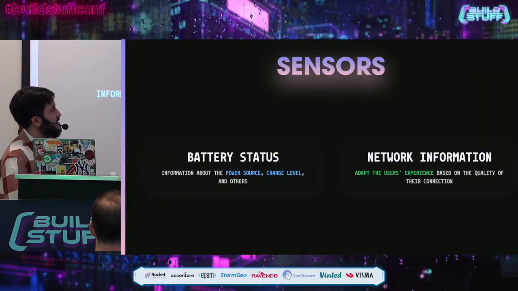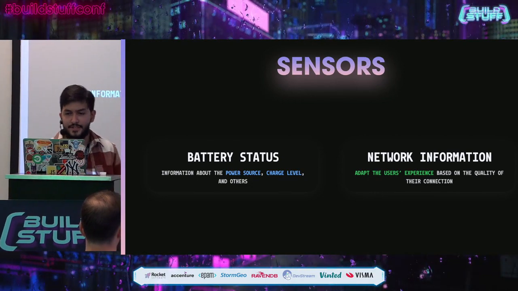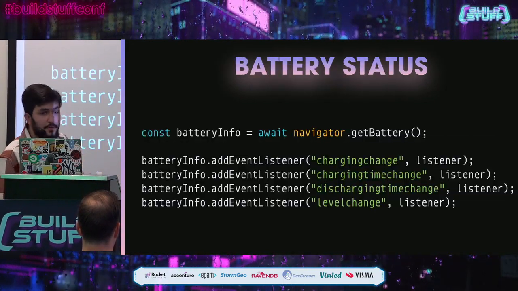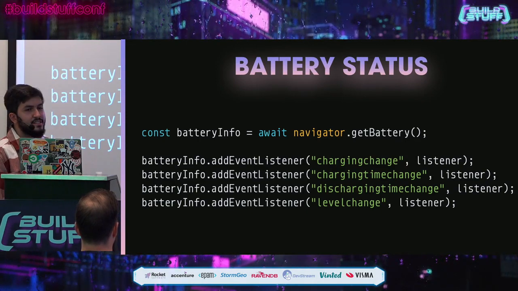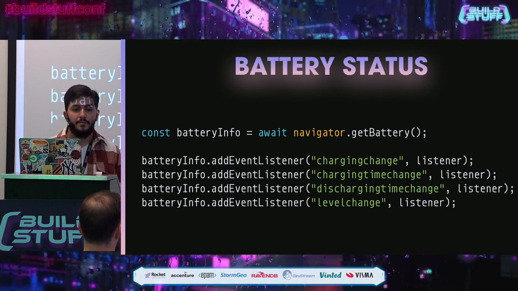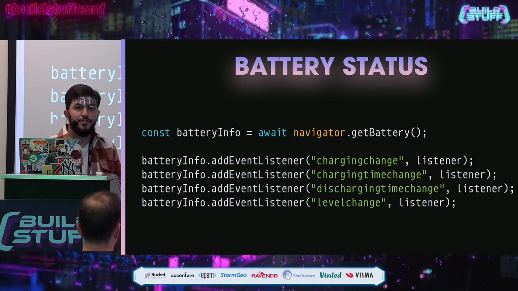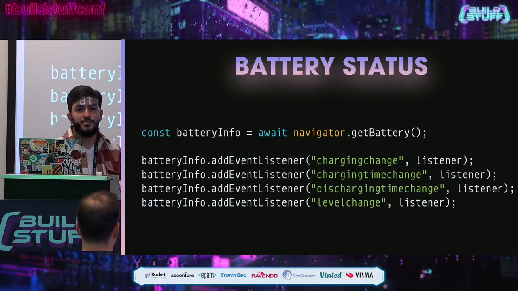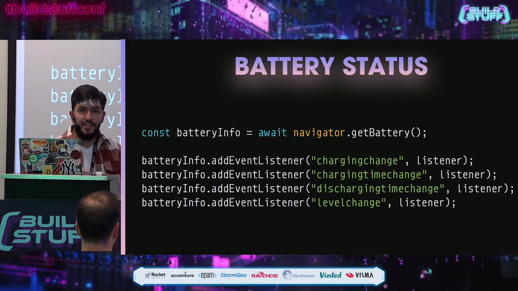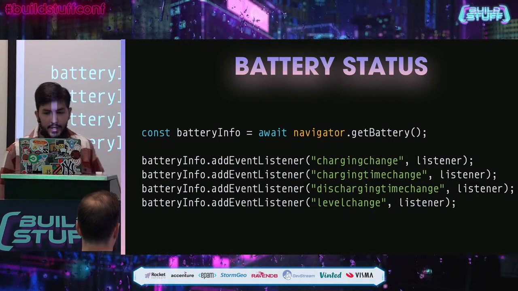Last part are the sensors. This one we only have 2: battery status and network information. So both of them are really simple. Battery status, as the name suggests, you can get information about the battery, mostly in phones that the users have. So whether it's charging or not, if it's about to be discharged, if it's changing with an event listener, etc. It's promise-based, by the way.